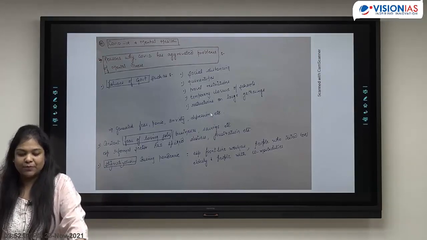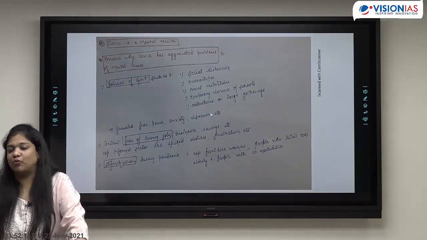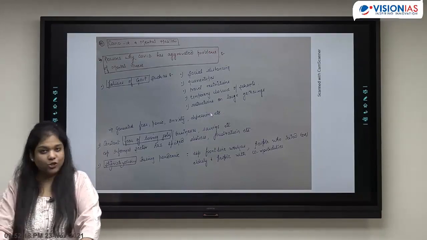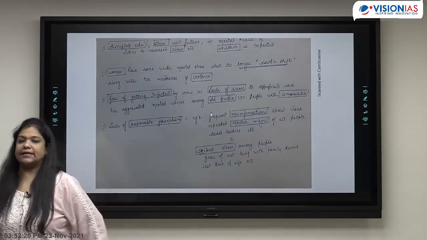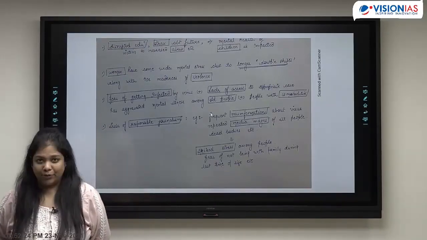Then because of stigmatization which has happened during pandemic, especially for the frontline workers, especially against those who have tested positive, especially against those who are suffering from comorbidity or are the old age people. Then there is disrupted education system, especially among the adolescent. What will happen to their future?